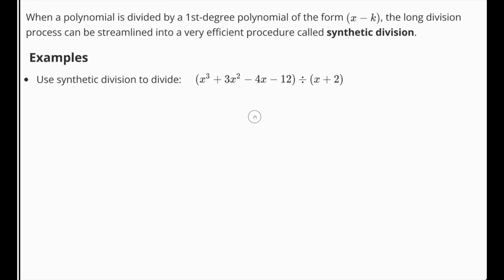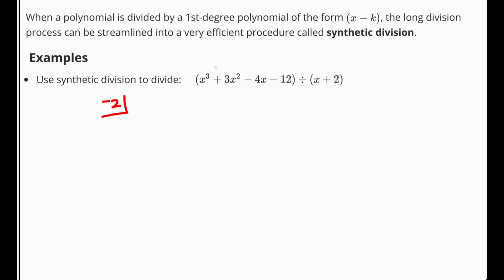So it says you use synthetic division to divide this. First thing that we're going to do is set up the synthetic division. What you have to do is put the root of whatever you're dividing by. In this case, it's going to be negative 2. I'm going to put that on the outside here with a backwards L as a barrier from it. So negative 2, and then there's a backwards L there.